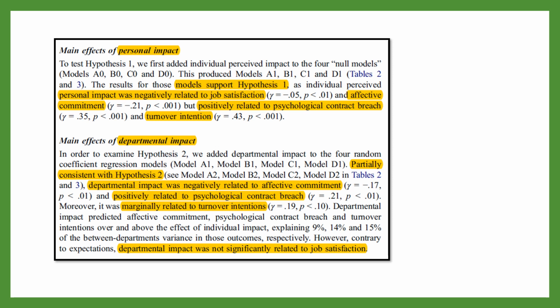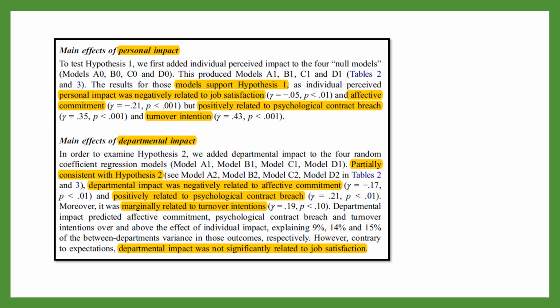So now you can go ahead and take a moment and look at the excerpt from the journal article that talks about those main effects. Again, just looking at the independent variables predicting the dependent variables. You can see that usually in the results we talk about which hypotheses were supported or not supported, and you can see that it spells out that individual perceived personal impact was negatively related to job satisfaction, affective commitment, and positively related to psychological contract breach.